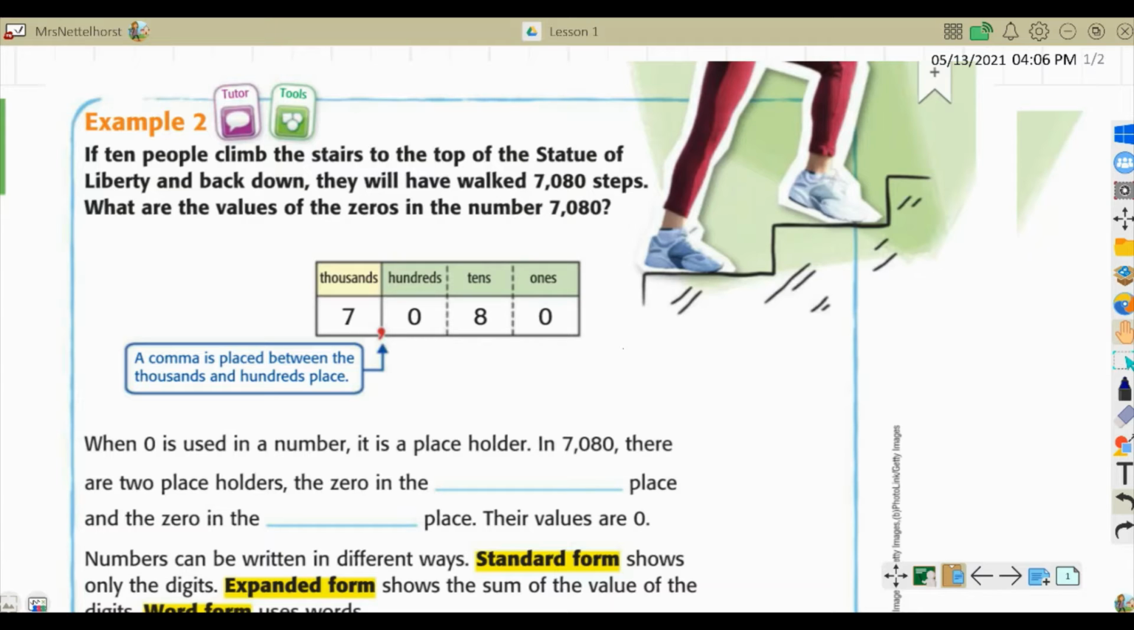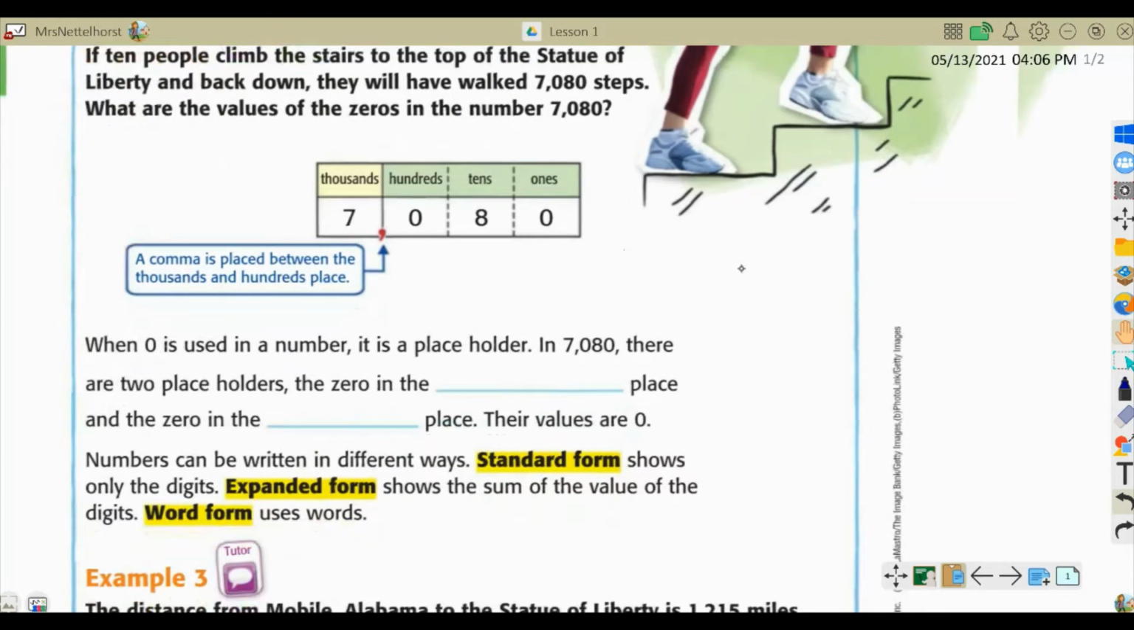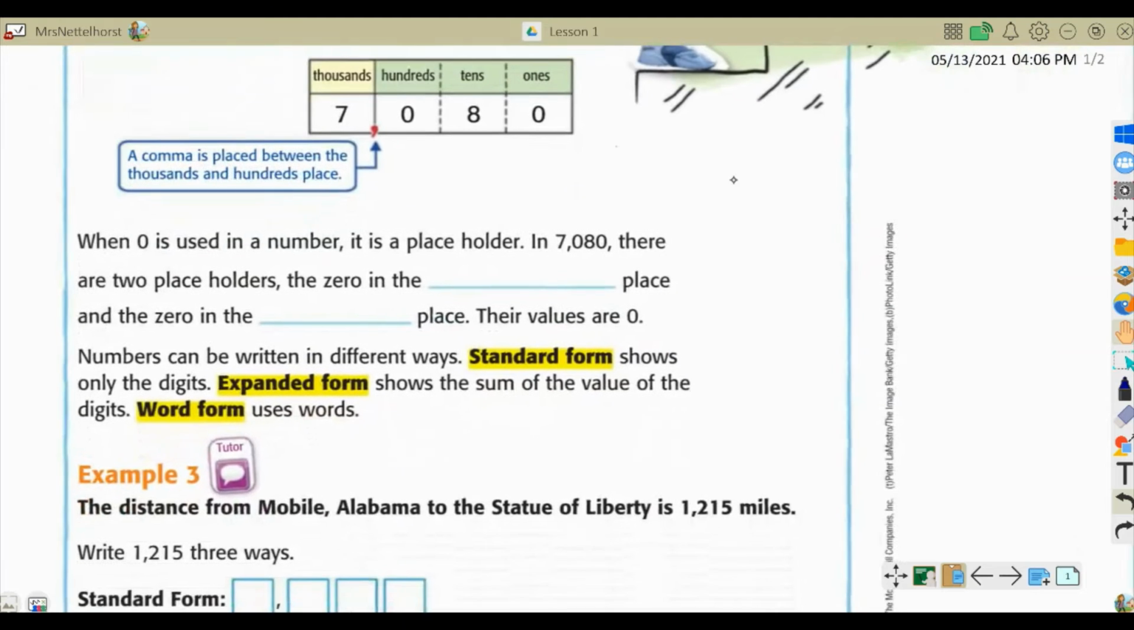Note that a comma is placed between the thousands and the hundreds place. It doesn't always show up. Like when you take the CASP test next year, the big state test at the end of the year, their numbers won't have commas in them, but you can put them in on your scratch paper so you're sure that you know where that thousands place is. But when you're doing work for me, you must have your comma if you want it to be right.